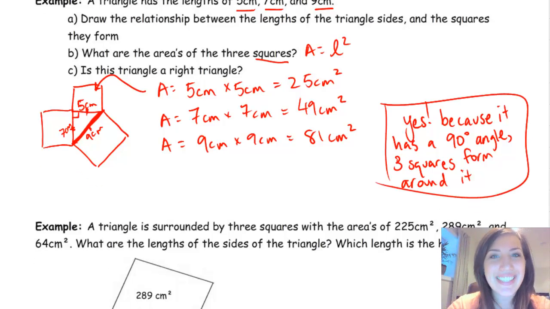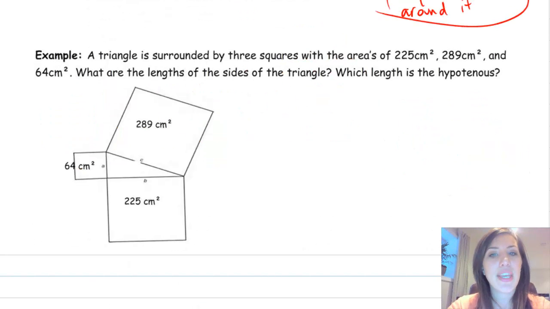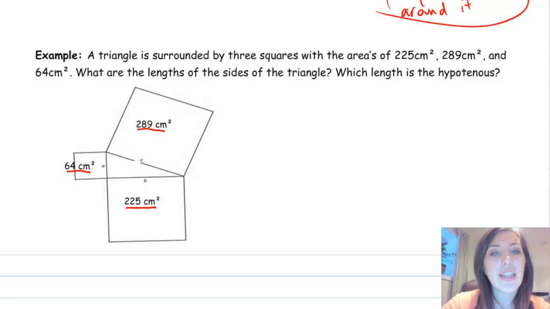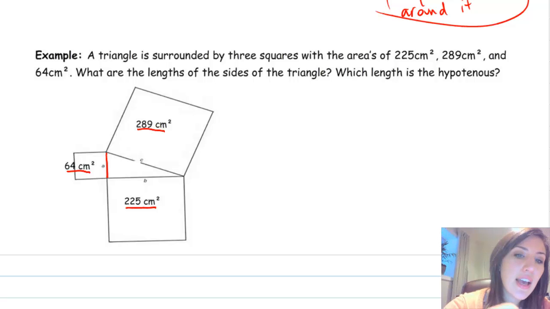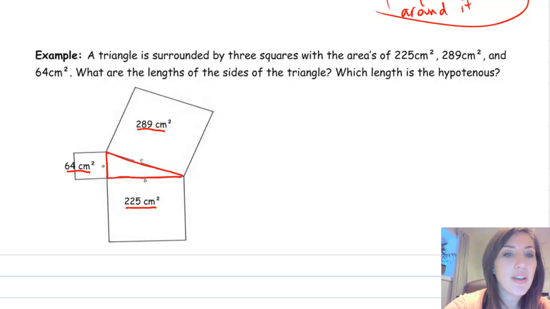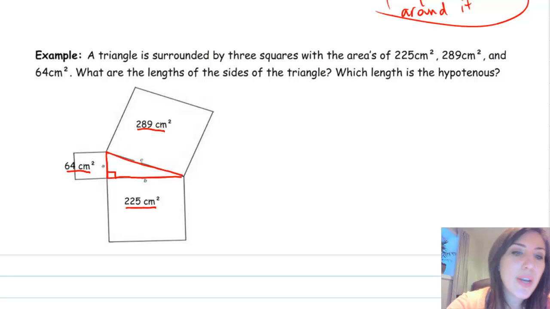Alright, last example for today. A triangle is surrounded by three squares with the areas of 225 centimeters squared, 289 centimeters squared, and 64 centimeters squared. What are the lengths of the sides of the triangle that these squares form? And which length is the hypotenuse? So this is a right triangle. What are we going to do here? Well, to figure out a, what is this a over here? This is b and this is c.